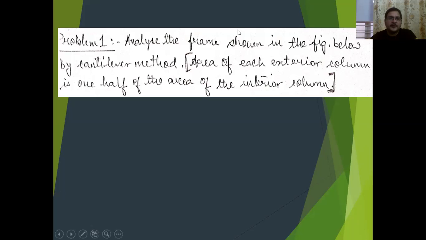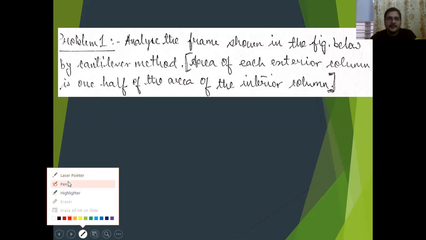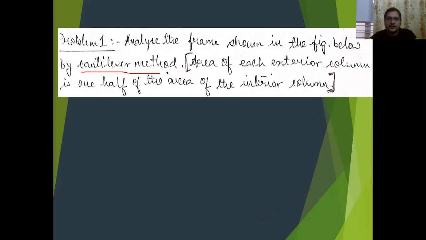Coming to this problem, we have analyzed the frame shown in the figure below by the cantilever method. So basically, we will be solving the question using the cantilever method, which is a bit more complicated and time consuming compared to the portal method. But what is very interesting is that it is more accurate compared to the portal method.